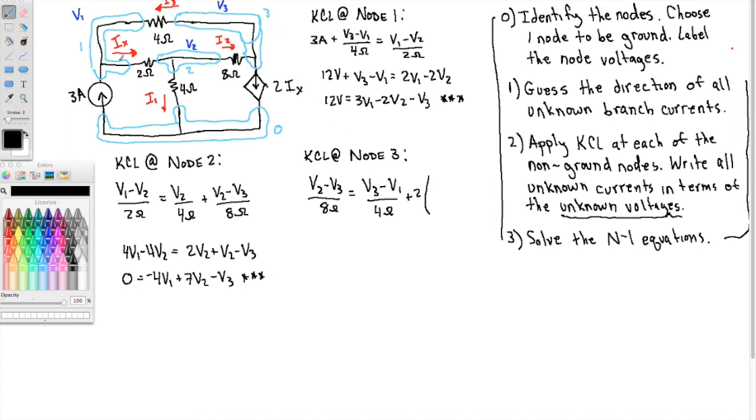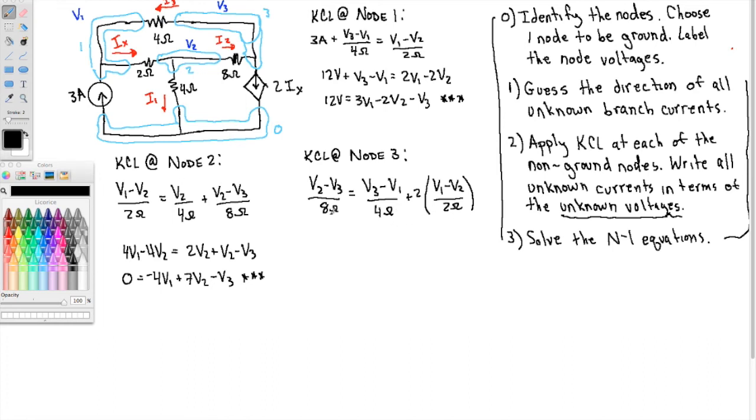But we already wrote an equation for IX. It was V1 minus V2 over 2 ohms. You see, I don't want to write IX here, because that's another unknown, and my unknowns are the 3 voltages. So I need to write IX in terms of the voltages. So that's what I've got.